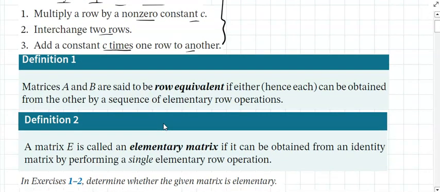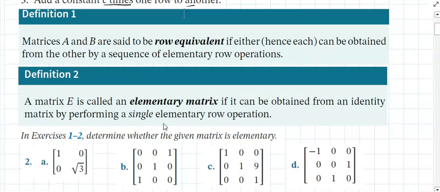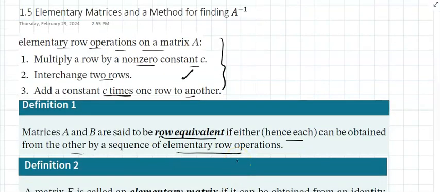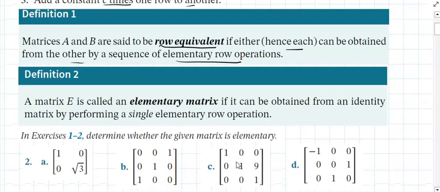Now, we have a couple of definitions we want to talk about. Definition 1 says matrices A and B are said to be row equivalent if either, and hence each other, can be obtained from the other by a sequence of elementary row operations. And the elementary row operations are right there. Also, a matrix E, and this one we're going to find, is called an elementary matrix if it can be obtained from an identity matrix by performing a single elementary row operation, just one.